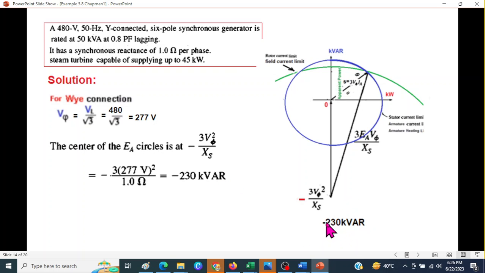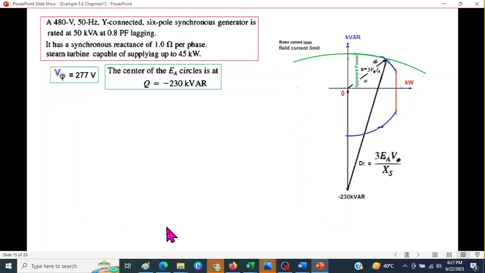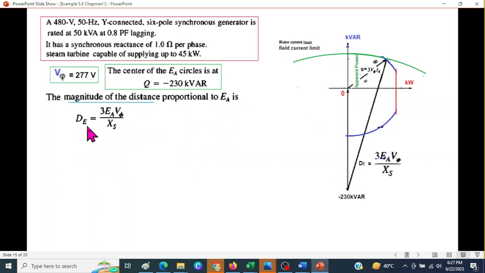So we write it here. This is our origin. And now we have to find this magnitude to draw this circle: 3 EA V_phi over Xs, that is the distance which we are calling DE. We have found the center. Now we need to find DE. So DE is given by this formula. This is dependent on EA, or proportional to EA. Now, how do we find EA?